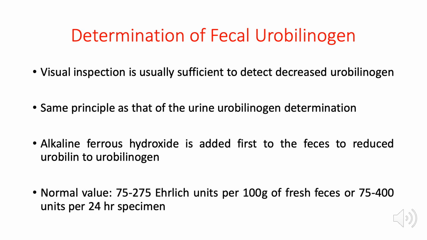That's why the second bullet says same principle as that of the urine urobilinogen determination. Alkaline ferrous hydroxide is added first to the feces to reduce the urobilin to urobilinogen. You know very well that urobilinogen is excreted in the feces in the form of urobilin. So for you to measure the urobilinogen, you have to convert back the urobilin to urobilinogen. So that is now the importance or the role of the alkaline ferrous hydroxide.